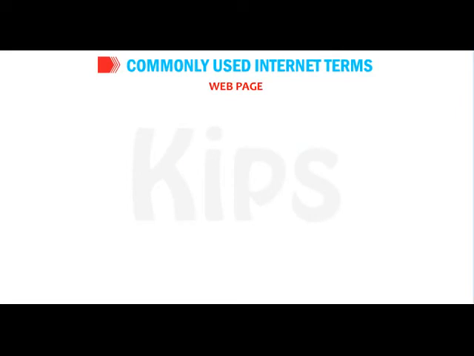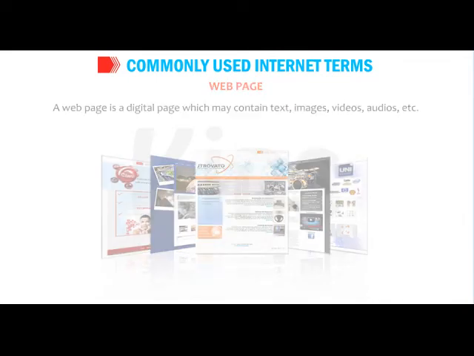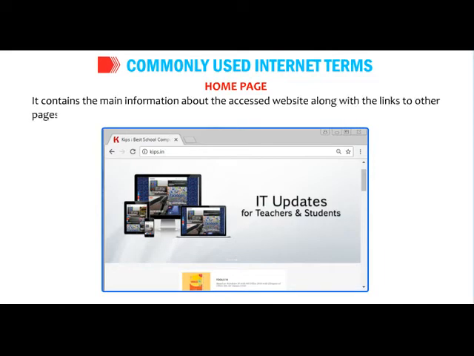Web page. A web page is a digital page which may contain text, images, videos, audios, etc. Home page. The first page of a website is called the home page. It contains the main information about the accessed website along with the links to other pages of a website.